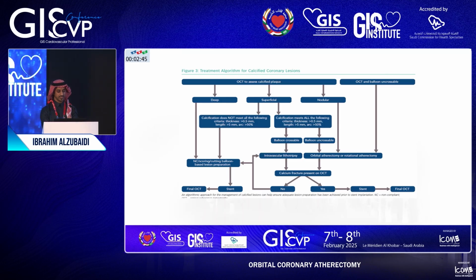If the superficial calcification is more than 0.5 millimeter and the length is more than 5 mm, we'll try to go with the balloon. If the balloon crosses, we'll go with the shockwave. If the calcium fractured, we can go with the stent. But if the balloon is uncrossable, we'll go with atherectomy therapy, which is orbital or rota.